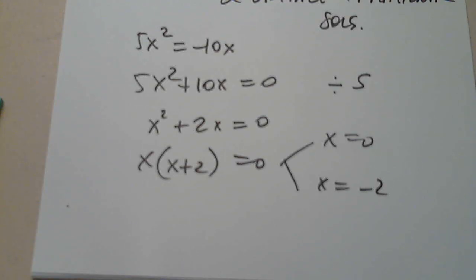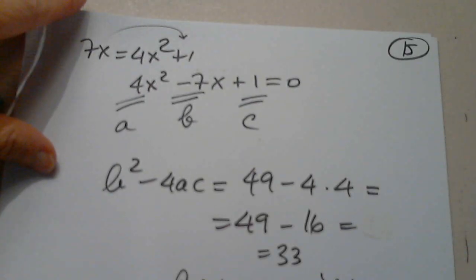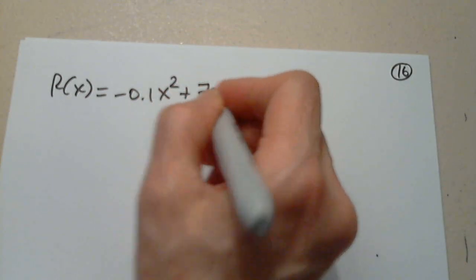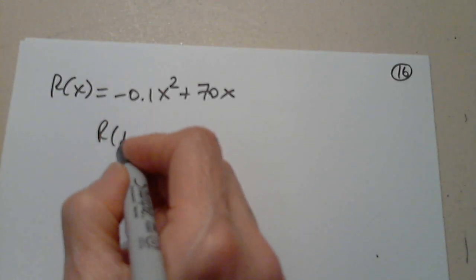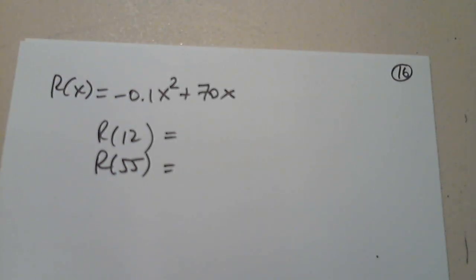Good. So let's work on this problem. We're given the revenue function, let's write it down. So the revenue is R of x equals negative 0.1 x squared plus 70x. Find the values of R of 12 and R of 55. That's the first thing. We discussed this. This is very simple, as long as you understand to plug it in. If you don't plug it in, you're going to work harder.